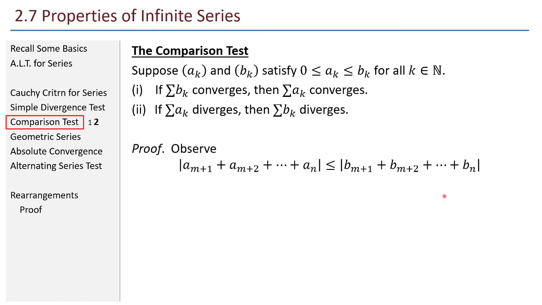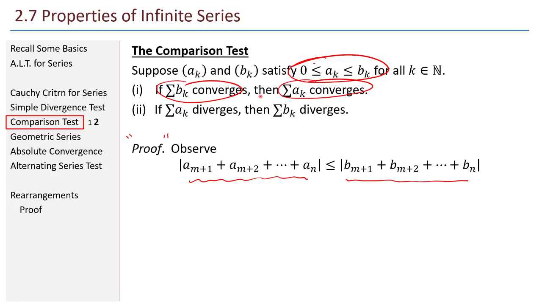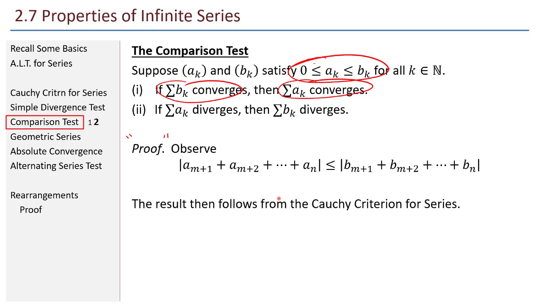How about a proof? This is really just a sketch of the proof, the big idea. And how I think about it is that I have this sum of terms, a sub m plus 1 through a sub n. And since I have this comparison, 0 less than or equal to a, less than or equal to b, then it has to be the case that that sum of a's is less than or equal to that sum of b's. But that's exactly the sum that was a central part of determining whether the sequence converges or diverges. So I'll not go through the details, but that's the big idea, and then we can follow the Cauchy criterion for series to get our results.